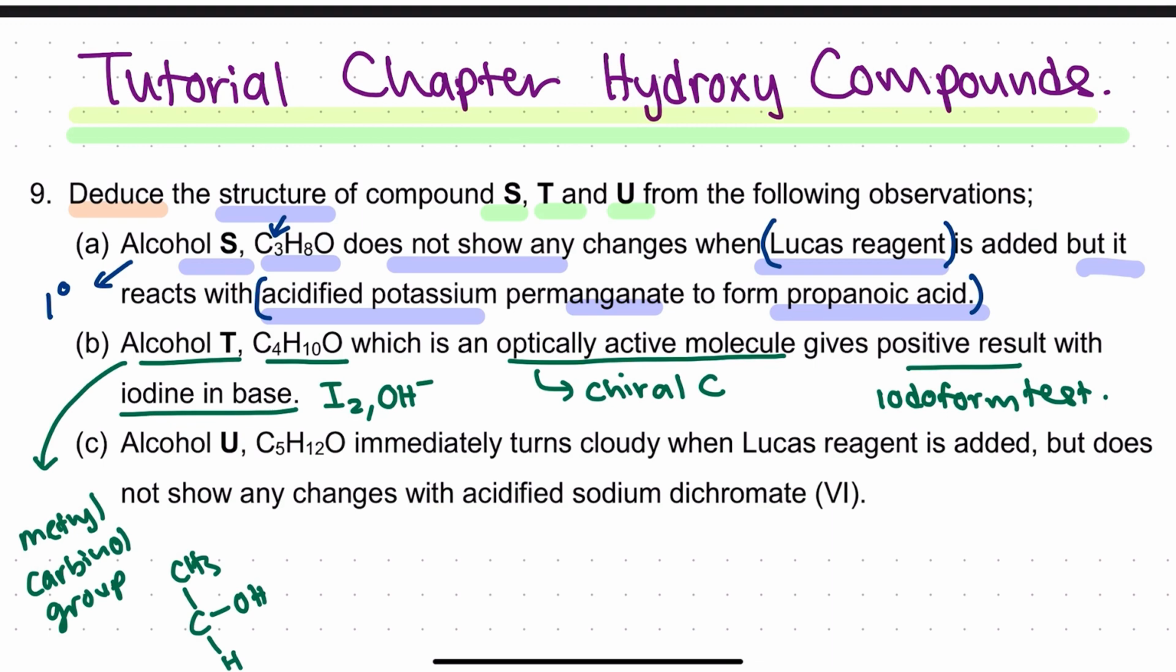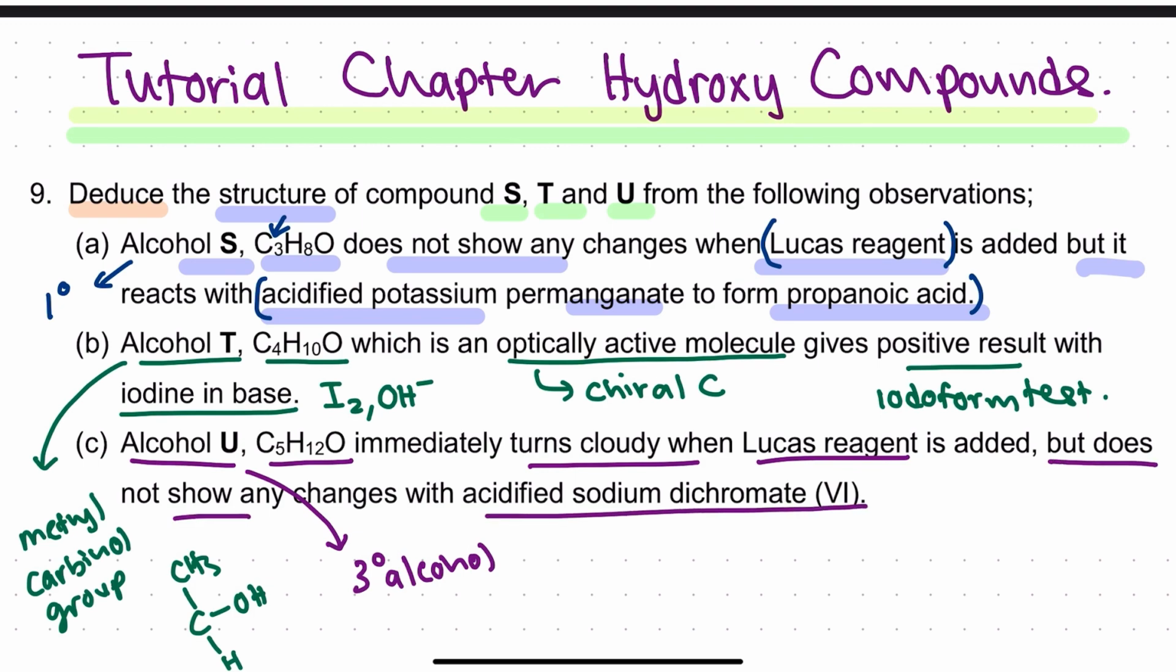Finally, let's look at alcohol U. 5 carbon, don't forget that. Don't assume everything is going to be 3 carbon. So here we have a 3 carbon, 4 carbon and a 5 carbon question. It immediately turns cloudy with Lucas reagent. There's only one type of alcohol that will turn cloudy immediately with Lucas, that is a tertiary alcohol. But it does not show any changes with acidified potassium dichromate, which makes sense because tertiary alcohols cannot be oxidized.